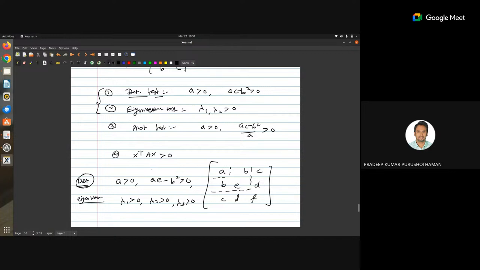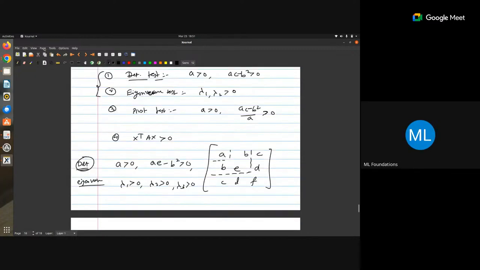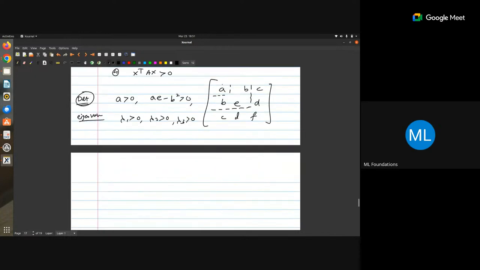Okay, sure. So this pivot. Let me finish this off. For this 3x3 matrix, the first pivot is A, which is greater than 0, definitely. What about the second pivot? If you do the elimination, the first round will make this entry 0. What row operation have I done? R2 has changed to R2 minus B by A of R1. So the value here is E minus B square upon A, and here it is D minus BC upon A.